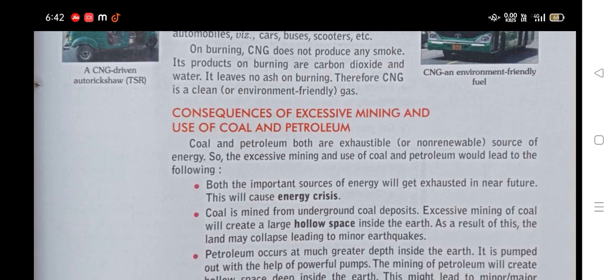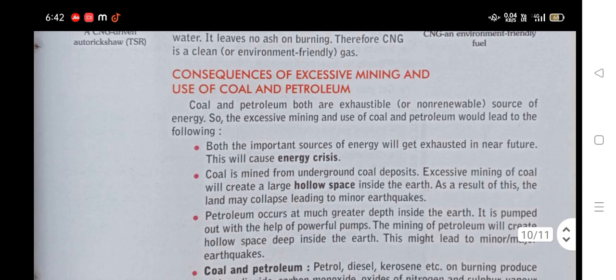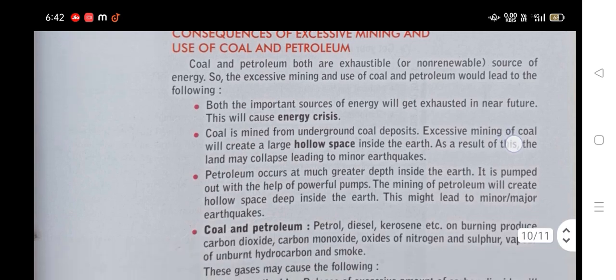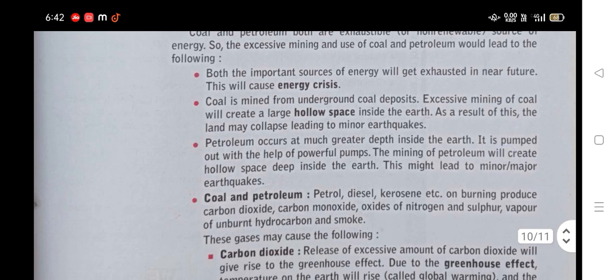Consequences of excessive mining and use of coal and petroleum. Coal and petroleum both are exhaustible or non-renewable sources of energy, so the excessive mining and use of coal and petroleum would lead to the following. Both the important sources of energy will get exhausted in near future. This will cause energy crises.